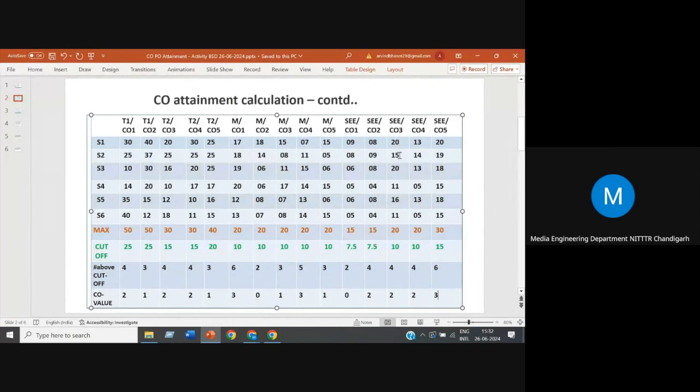This is CO3. Yes, it is, I think, 1, 2, 3, 4, 5, 6. So 10 is the cutoff. So all are above the cutoff. So it should be 6 and 3. Okay. Similarly, I request all the participants to match your values with these values. If there is any variation, we can discuss.